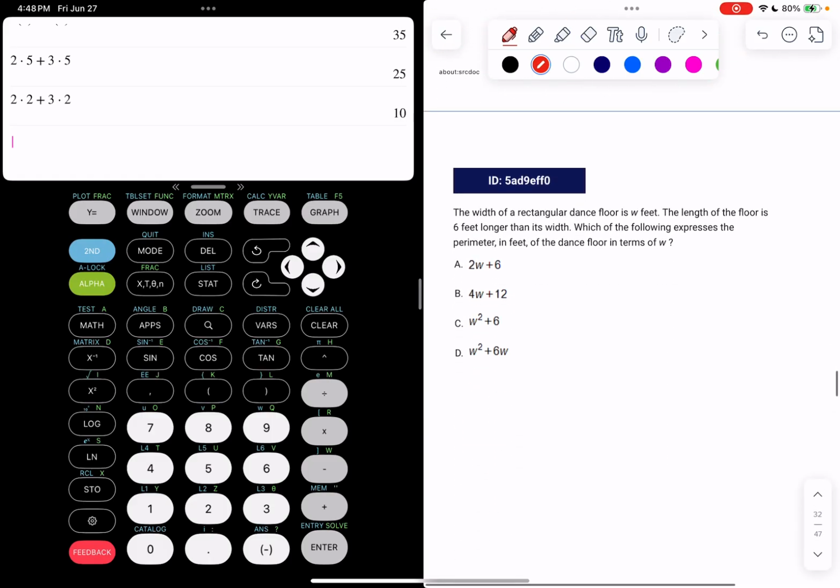Let's try another one. Now look at this one. This one looks different. Do you see how the answer choices aren't a list of numbers? There's a bunch of variables in there. That means this one's going to be a plug-in.